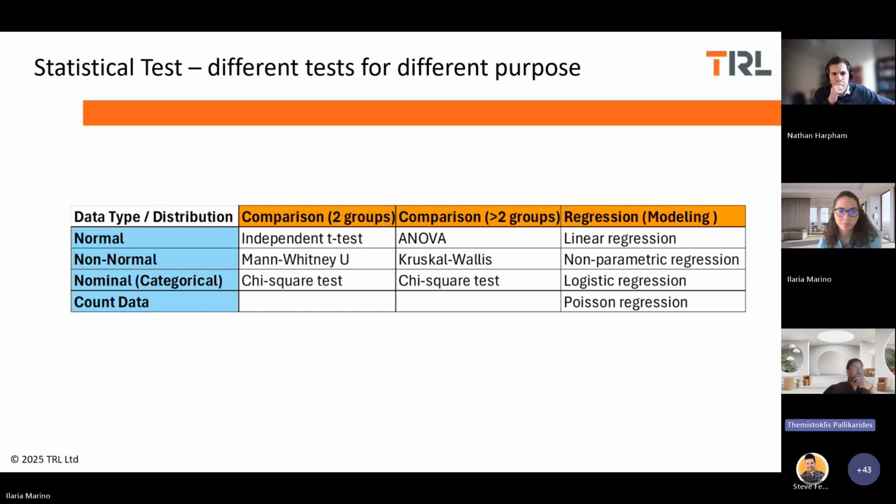So if you're comparing two groups, two or more groups, or if you are interested in regression modeling, these are examples of a few tests that are available out there. Today, we're going to talk more about the t-test, the chi-square test, the ANOVA, Kruskal-Wallis, and we're going to touch upon modeling a little bit later.